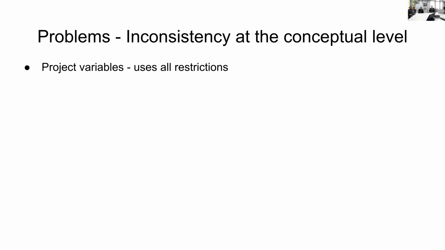The first problem that we have with permissions is inconsistency at the conceptual level. What that means is we have variables in multiple places of the system. They're implemented slightly differently, and because of that, different permissions are applied to them. Sometimes different permissions and sometimes permissions with different scopes. So project variables are handled pretty well. We still have gaps there, but this is the best implementation that we have right now. We use the right permissions, and we, in most cases, use the right scopes and restrictions.